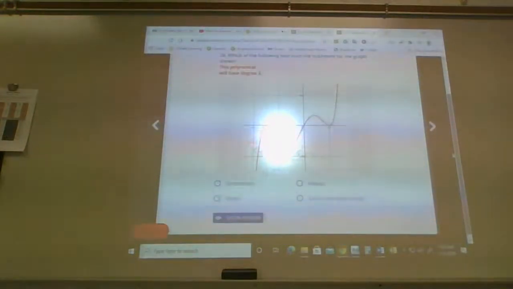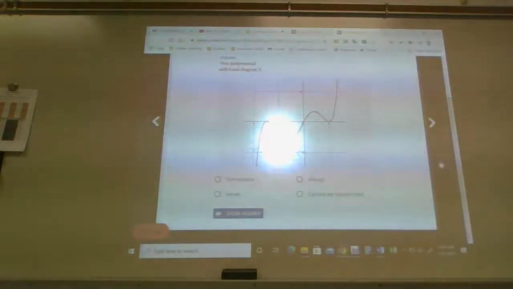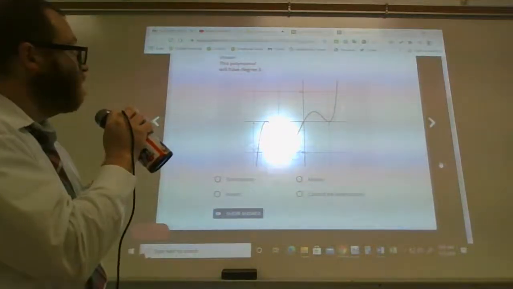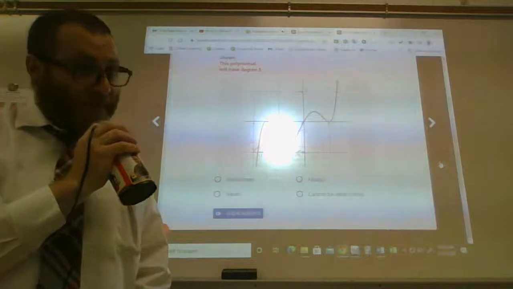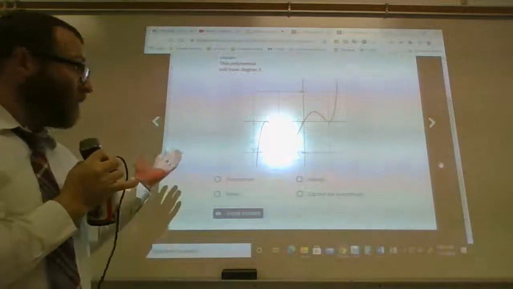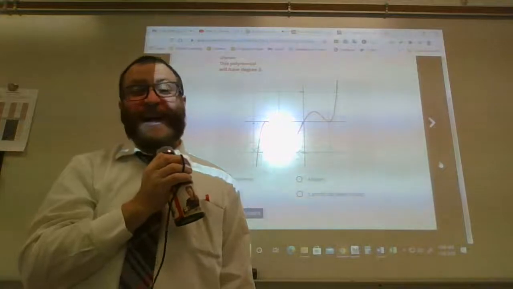Which of the following best suits the statement for the graph shown? The statement is, this polynomial will have a degree 3. And the answer is sometimes, always, never, or cannot be determined. Well, let's talk about a few things. First of all, the end behavior. The end behavior of this problem is going in opposite directions, which means the degree does have to be odd. So far, so good. They're saying, hey, it's a degree of 3. And I'm saying, well, maybe, because it's odd.